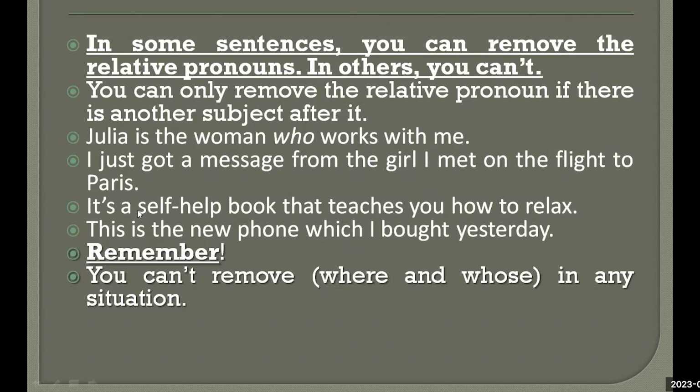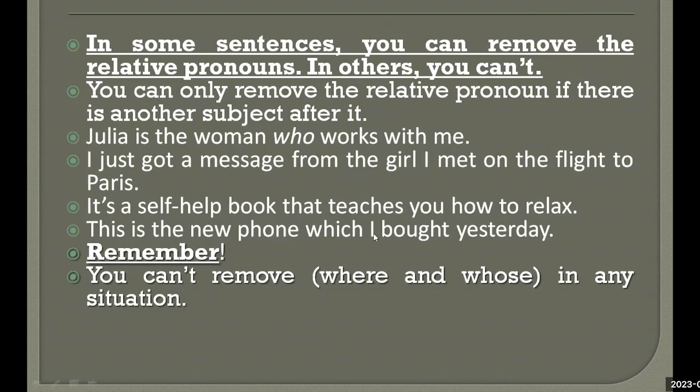Look at this example. It's a self-help book that teaches you how to relax. This is the relative pronoun. You cannot remove it because after the relative pronoun, there is no subject. There is just a verb right away. There's a verb. So you cannot remove that. You cannot say it's a self-help book, teaches you how to relax. Never.